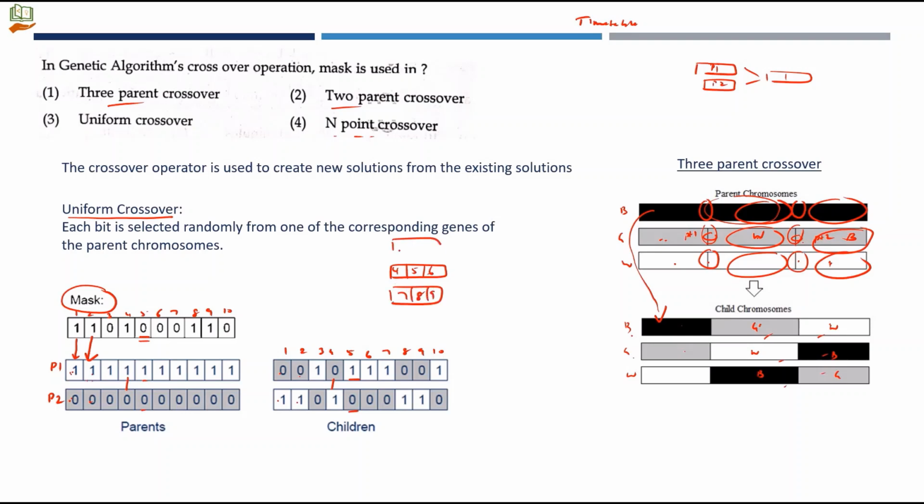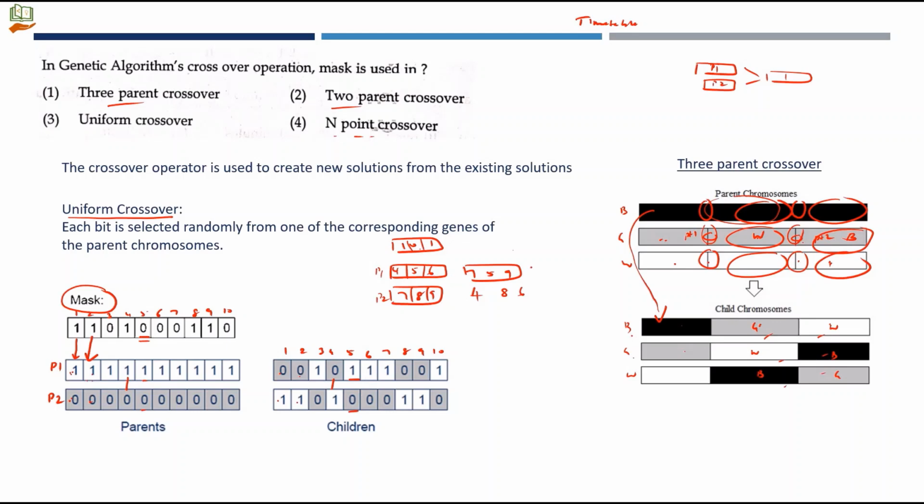Then you will have mask as 1, 0, 1. The offspring will be 7, 5, 9. Here it will be 4, 8, 6. So we are swapping only the ones places between parent 1 and parent 2. It is not only with respect to 0, 1.